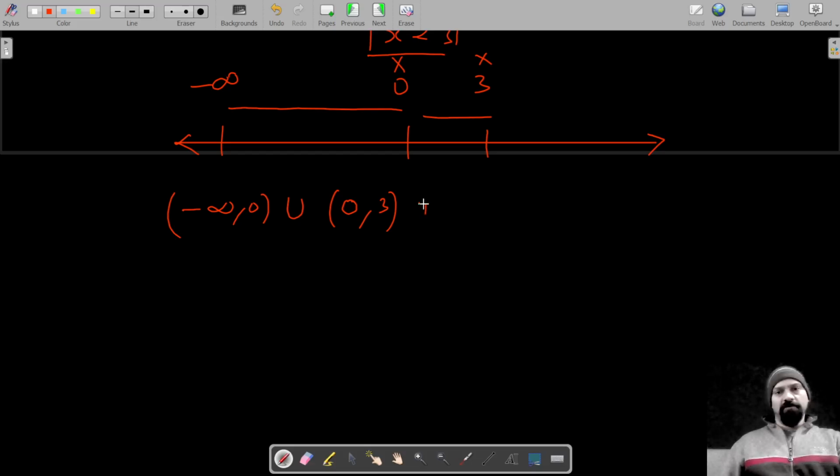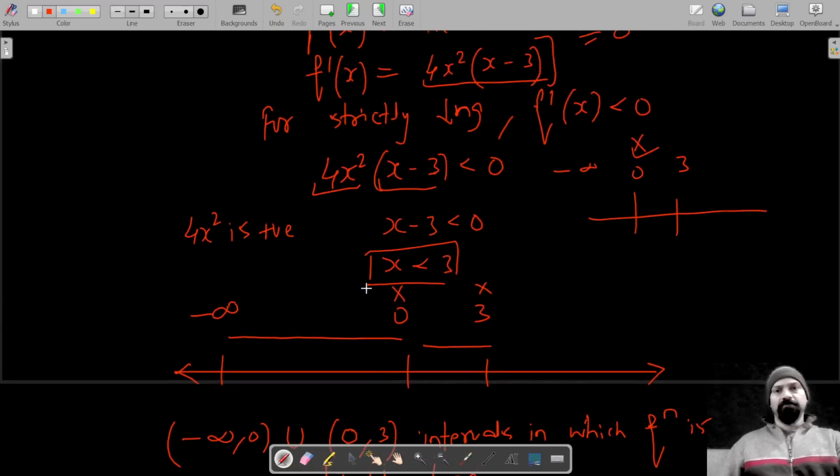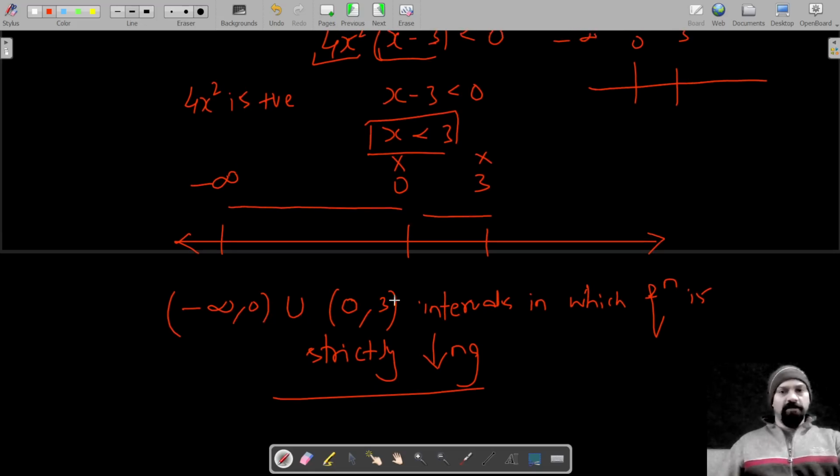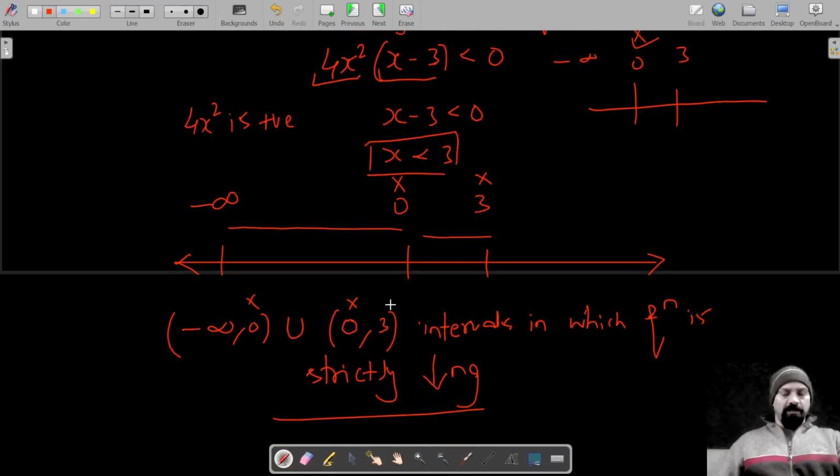So these are the intervals in which this function is strictly decreasing: minus infinity to 0 and then 0 to 3. We cannot take 0 because at 0, f' becomes equal to 0. And we cannot take 3. So these are the disjoint intervals, negative infinity to 0, then 0 to 3, in which the function is strictly decreasing.